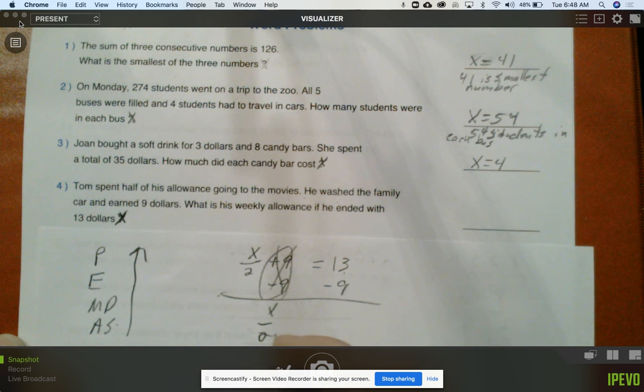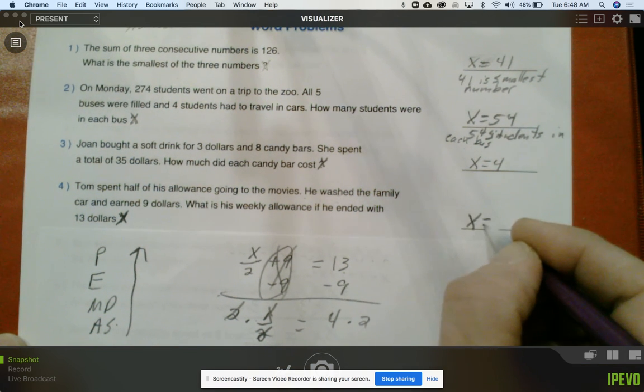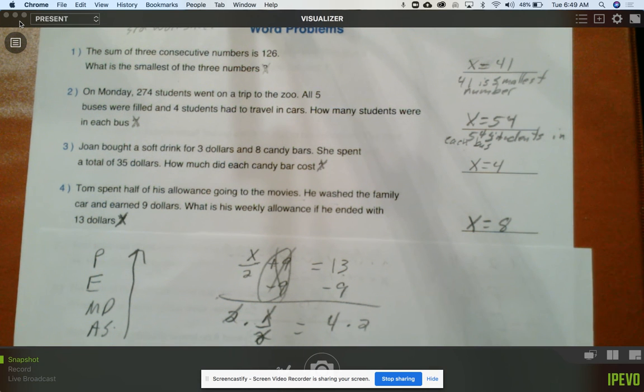X over 2 equals 13 minus 9 is 4. That's a 2. And then what do I do? If I'm dividing by 2 on both sides, I must multiply by 2 to get rid of it. The 2's cancel. X is left by itself on the left side, and 2 times 4 is 8. Yes. X equals 8, or $8, right? I would say his weekly allowance is $8.